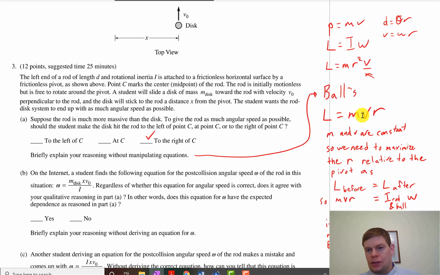Anyway, since the angular momentum is mvr, m is held constant, v is held constant, we want to make r as big as possible. And then you can do L before equals L after. Your mvr, your angular momentum before, is going to equal your I omega after. And the amount the ball will add to the moment of inertia of the rod will not be very much, because the mass of the rod is much bigger. Anyway, so that's how I was going to explain it.